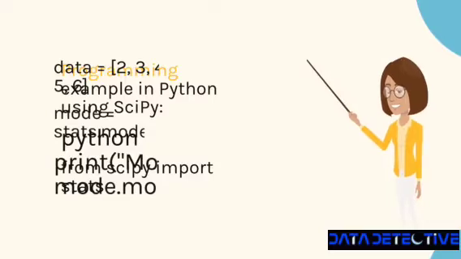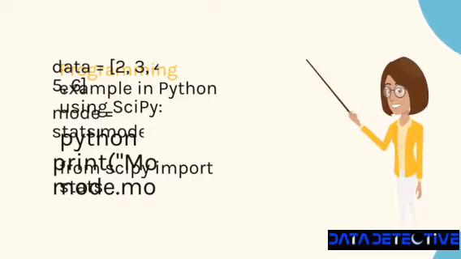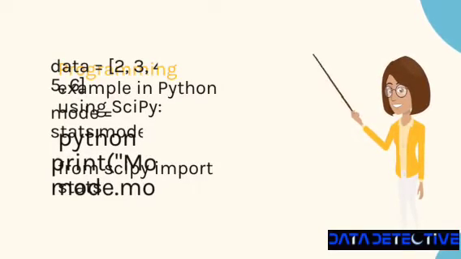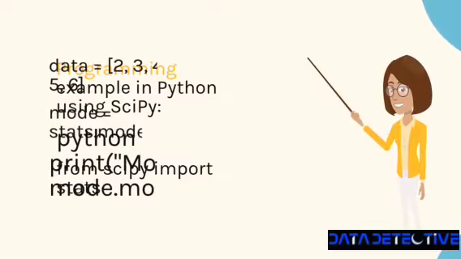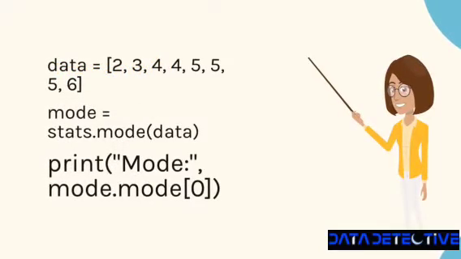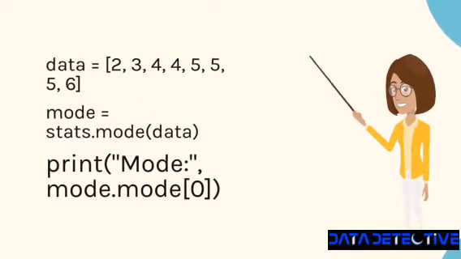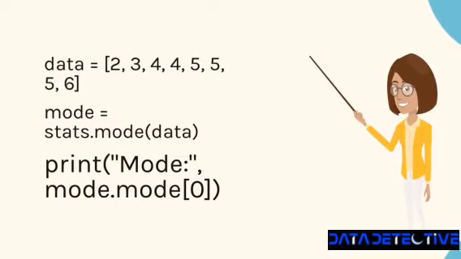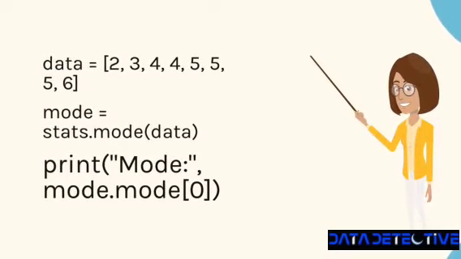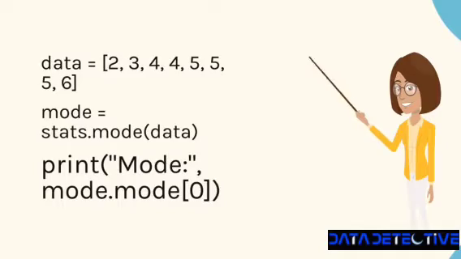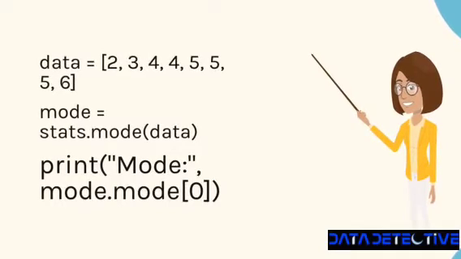Programming example in Python using SciPy. Python: from scipy import stats. data = [2, 3, 4, 4, 5, 5, 5, 6]. mode = stats.mode(data). print("Mode:", mode.mode[0]).